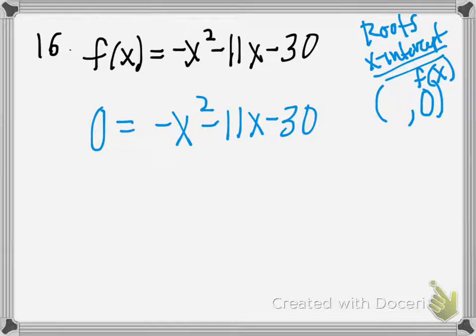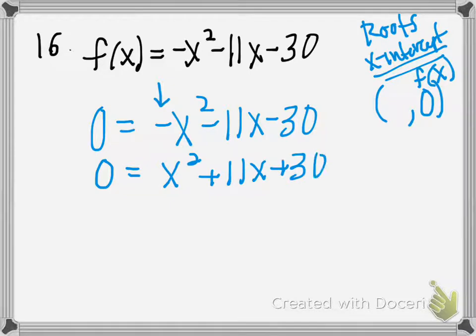Next, we're going to factor. However, we can't factor if there's a negative in front of the x squared. So I showed you in class that we factored out a negative 1 from all three terms and then divided both sides by negative 1. So the shortcut was just to change all three signs. So positive x squared plus 11x plus 30. So now we're ready to factor.